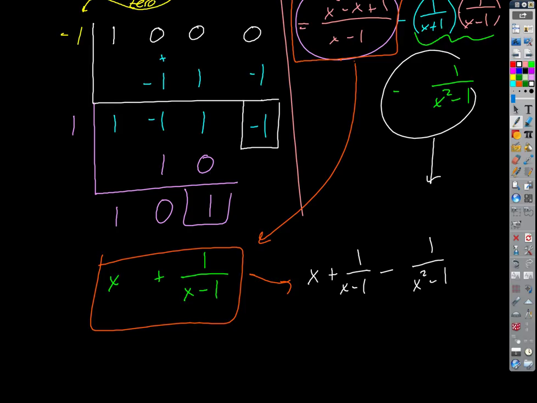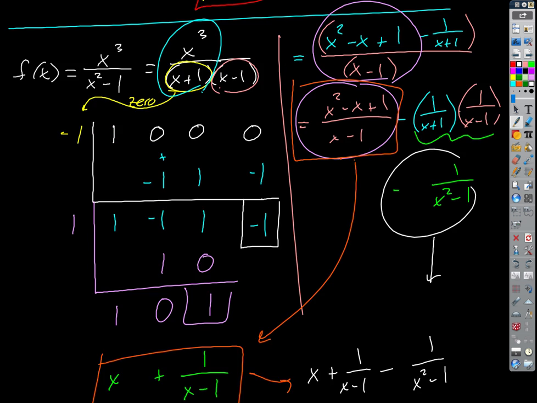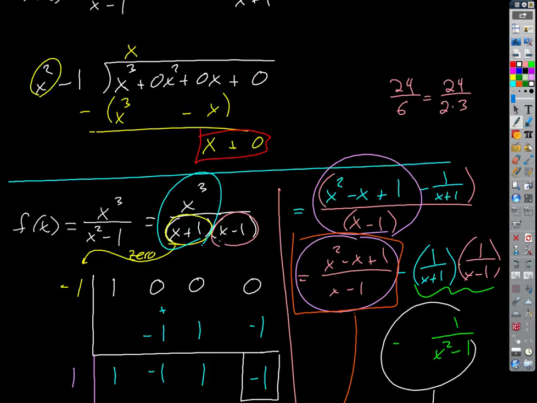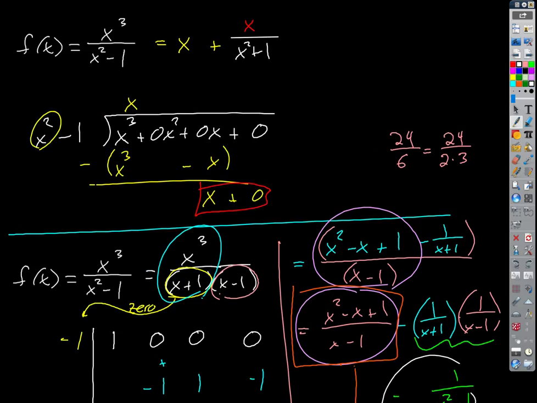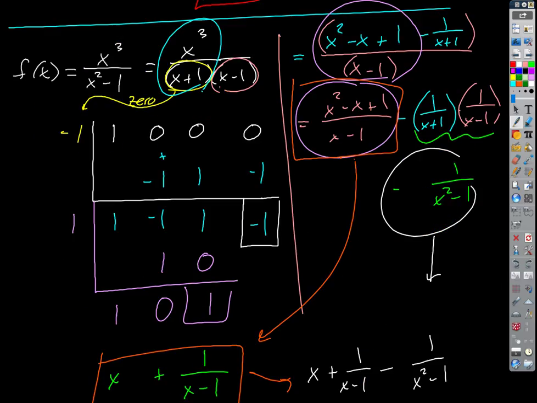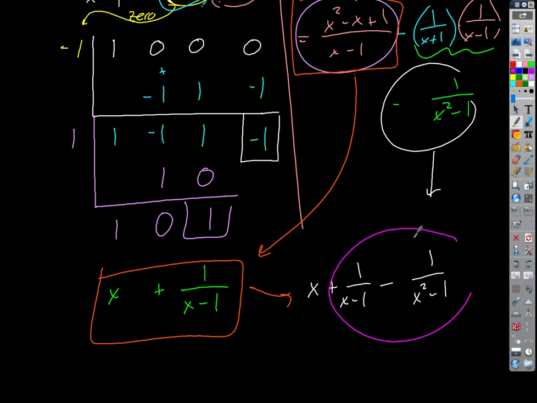Wait, then how do you get an x on top? How do I get an x on the top? Well, because what we did here is we just divided it out using long division, and the x is in the quotient, not the remainder. So you notice something then. Look at this. This is pretty cool. Everything here has to equal that.